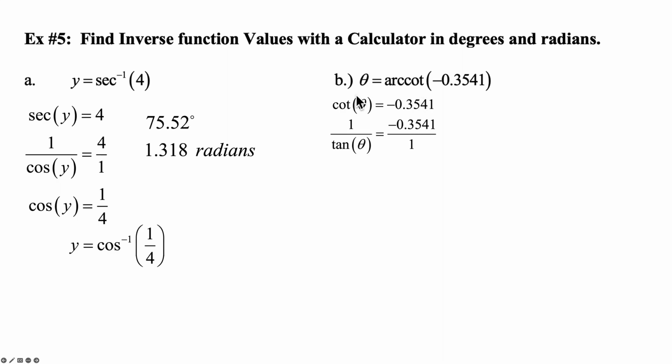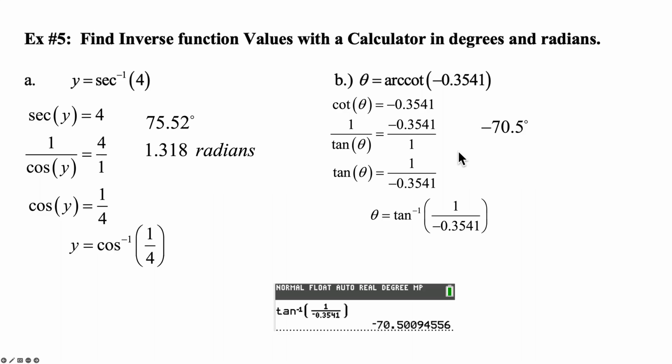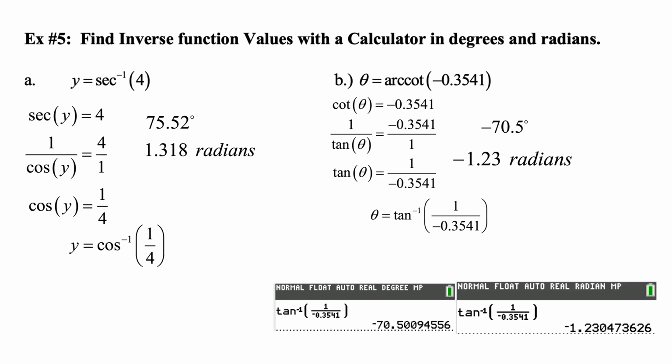Take the cotangent of both sides. Flip this to 1 over tangent theta. There's this decimal over 1. Flip it. Okay, there's my reciprocal of my fraction. Then I take the inverse tangent of both sides. Now I'm ready for the calculator. Inverse tangent, again, negative argument is going to give us negative degrees. And then switch it to radians. You should also get negative radians.